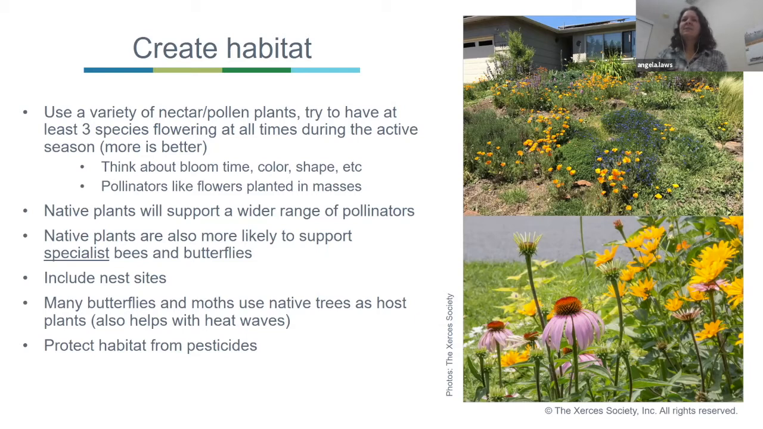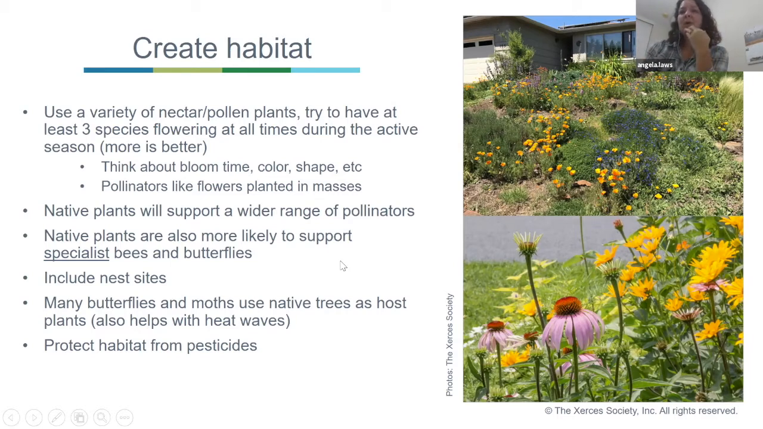And pollinators seem to like flowers planted in masses. So having several plants of the same kind together rather than just one of each spread out, they seem to be attracted to flowers in masses. And often even bees and butterflies that are generalists will often, during a single foraging bout, go to the same type of flower, and I think it's an efficiency thing. So just having lots of types of flowers is great.